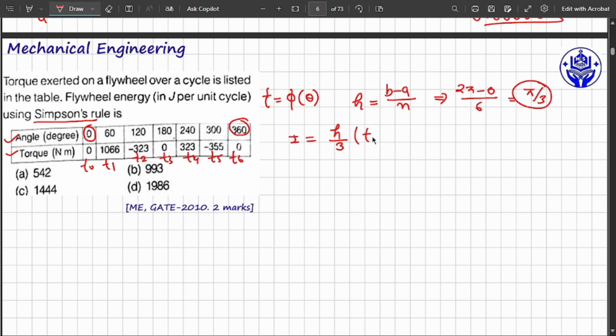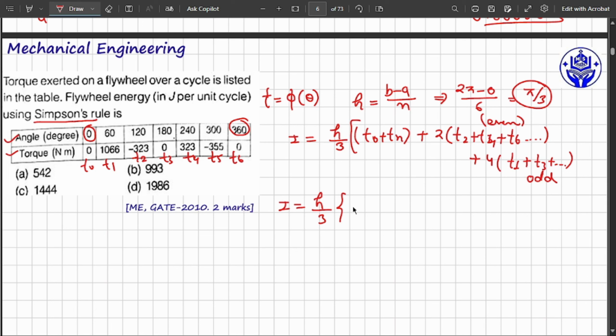The formula is something like this: you start with T0 plus Tn, the first plus the last, plus twice all the even number points, it will be T2 plus T4, and T6, sorry, not odd, even numbers. And plus 4 times the odd numbers, T1 plus T3 plus T5. So it is h by 3 times T0 plus T6, plus twice T2 plus T4, plus 4 times T1 plus T3 plus T5.